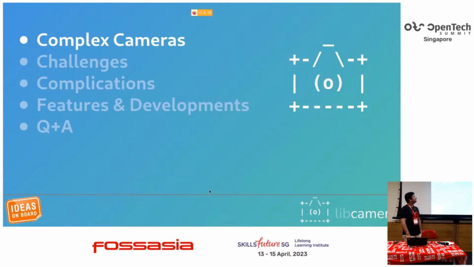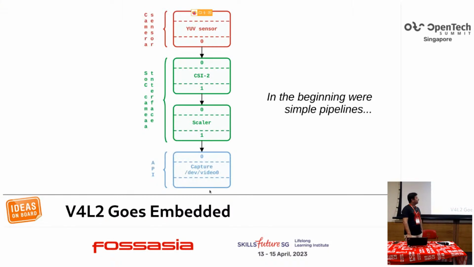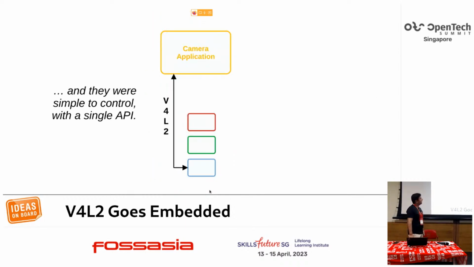So let us begin with complex cameras. This was around 10 years ago. The cameras were simple. You really had a sensor, and on the SoC you had either a CSI2 receiver or a scaler which will scale your images and just give you an output to the capture node. And the application could really work with them. They were simple to configure and to develop.